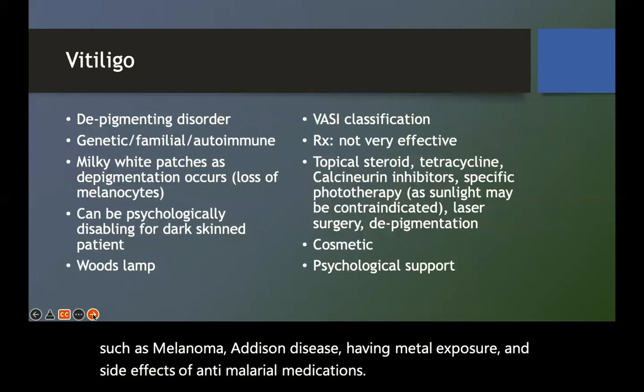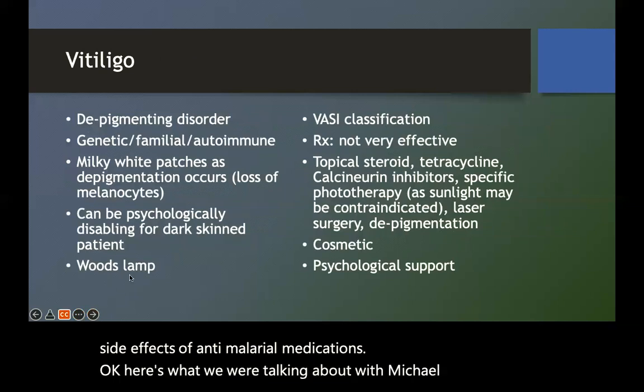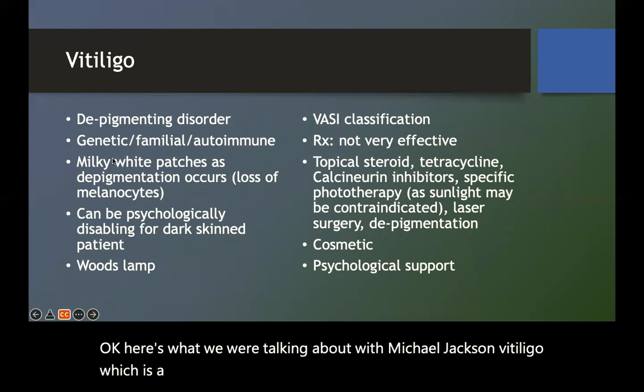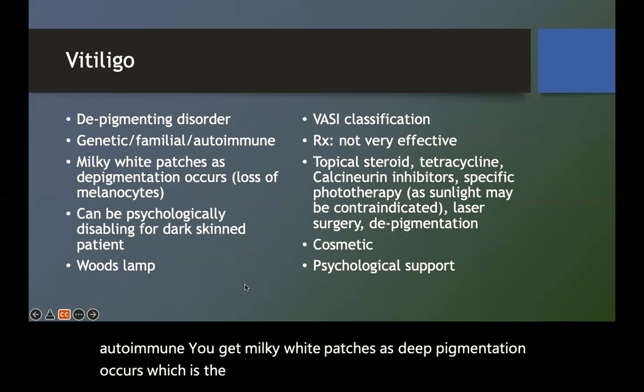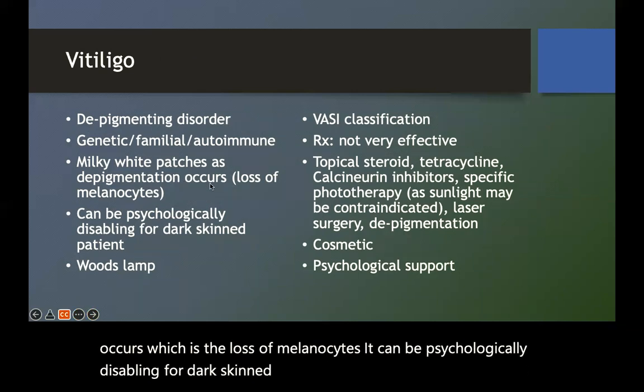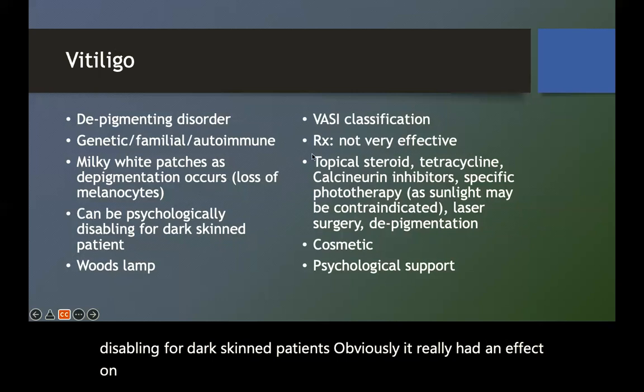Okay, here's what we were talking about with Michael Jackson, vitiligo, which is a depigmenting disorder. It tends to be genetic, familial, or autoimmune. You get milky white patches as depigmentation occurs, which is the loss of melanocytes. It can be psychologically disabling for dark-skinned patients. Obviously, it really had an effect on Michael. They use the Woods lamp to help diagnose it.